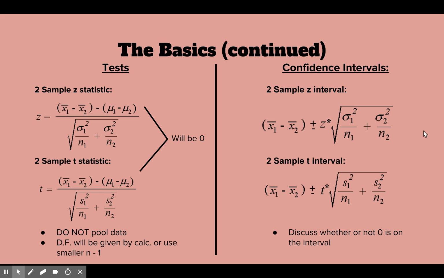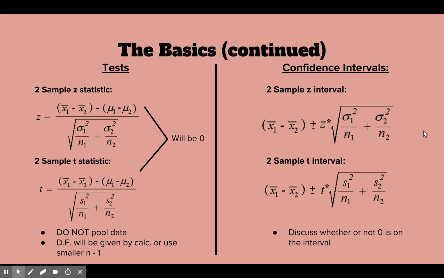Make sure that on your calculator, you do not pool the data because that is an option when you run the tests. But we don't want to do that. And then for degrees of freedom, that's going to be given by the calculator. Remember that it uses that crazy long formula that we don't need to know. So you can either just use the number given by the calculator or use the smaller sample and subtract 1 from that.